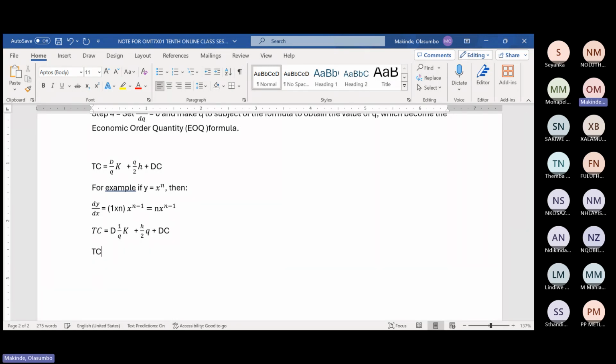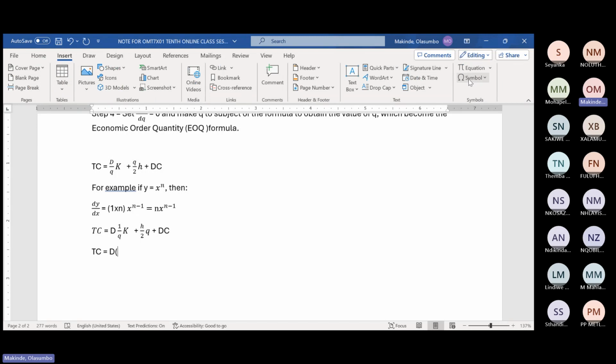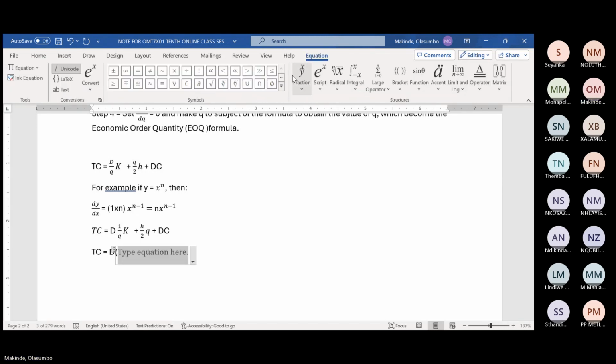So then from here, I can say TC equals, don't forget, capital D times 1 over Q, which according to the law of indices is Q raised to minus 1, if you still remember. That's what I want to simplify it to, so that everything is in the form where nothing is in fraction.